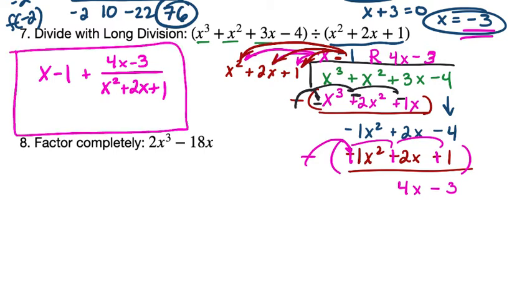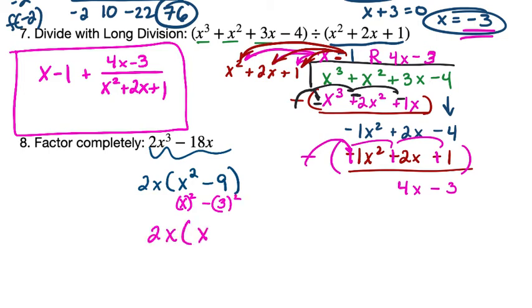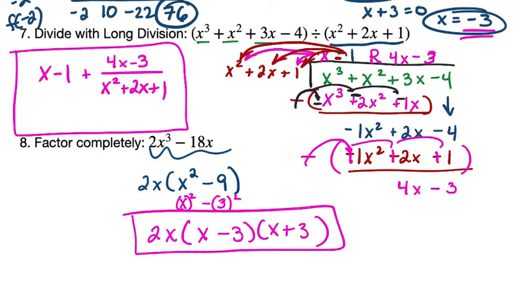All right, last question on this page. We just got to factor this binomial here. So we GCF first, always GCFing. This is a difference of squares, an x squared minus a 3 squared, so it's 2x. Difference of squares, x minus 3, x plus 3. And that is the complete factorization.